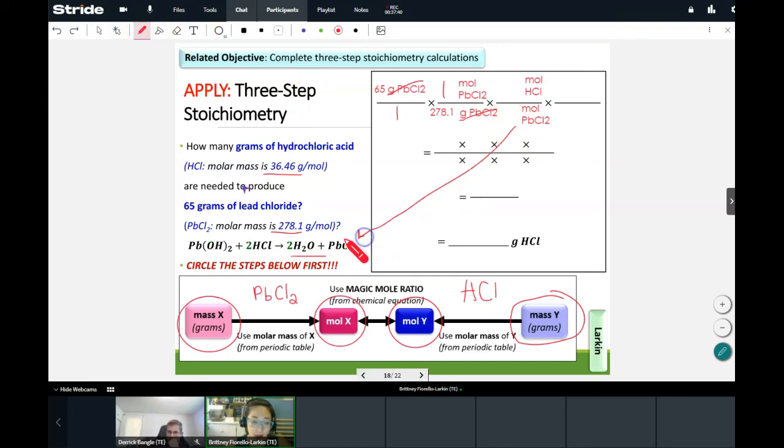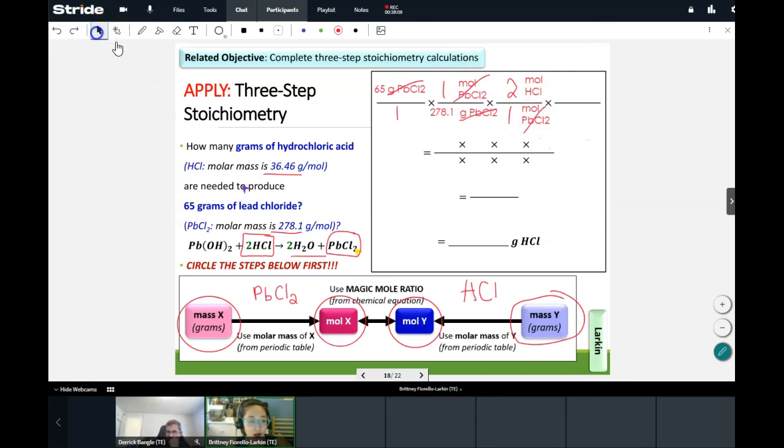So right here, what number should I put next to HCl? Take a look at its coefficient. Hydrochloric acid's this one right here. Yeah, there's a 2. Awesome. And what number should go next to lead chloride? PbCl2. There's no number next to it. There's no coefficient. So that means it should just be a 1. Yeah, blanks mean 1. All right, we got rid of moles of PbCl2.